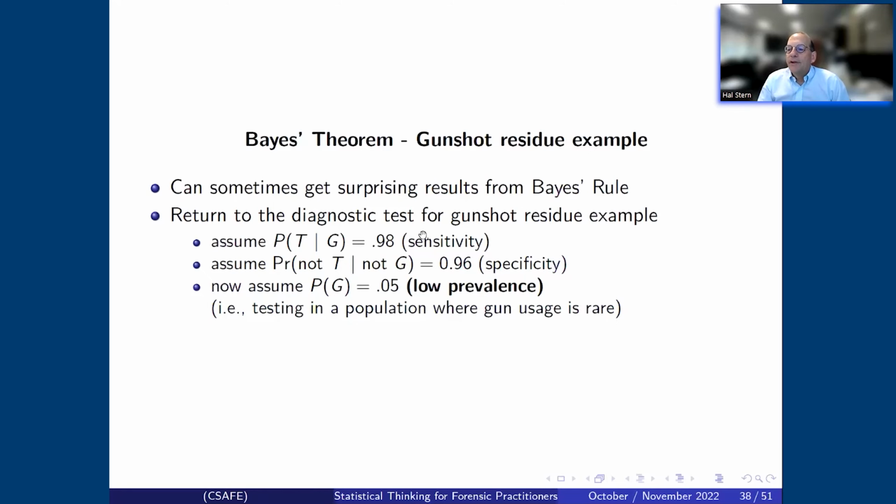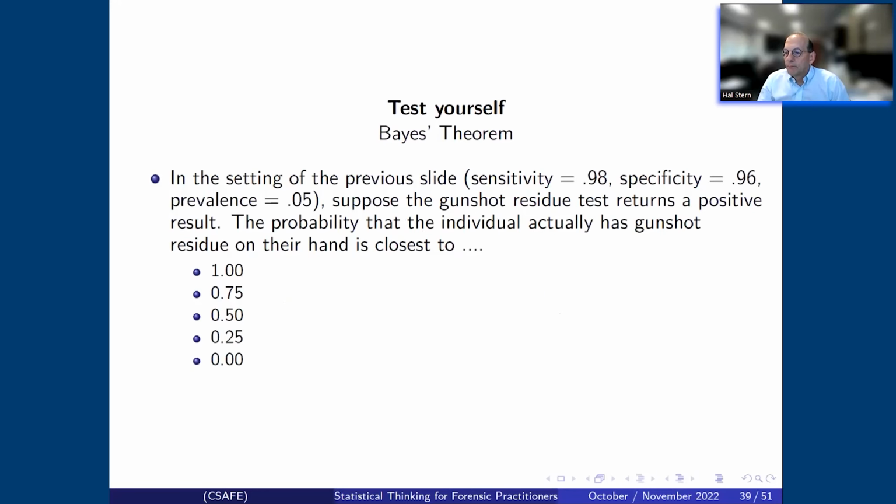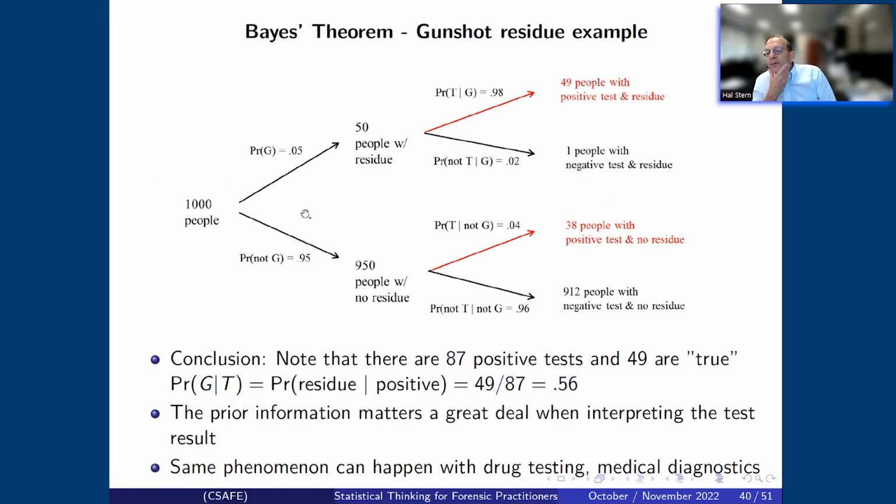So let's go forward and redo the tree. So now we have 1,000 people in Connecticut, and only 5% of them have gunshot residue, 50 people. The test is very accurate, 98% accurate. So 49 of them test positive, only 1 doesn't. But now there's a large number of people who don't have gunshot residue. And even though the test is quite accurate, 96%, the 4% false positives turn out to be a non-trivial number of people. 38 people are false positives, 912 are true negatives for these non-residue people.